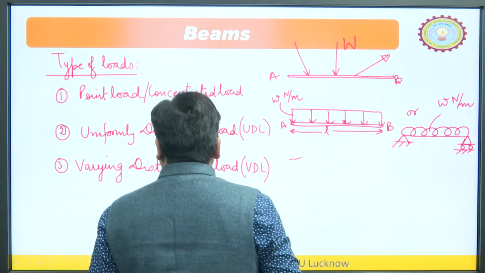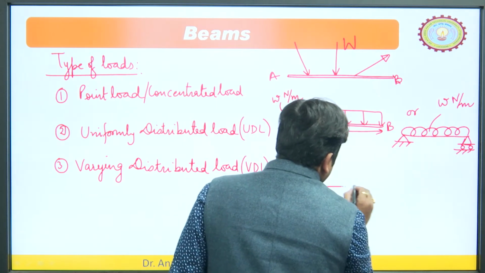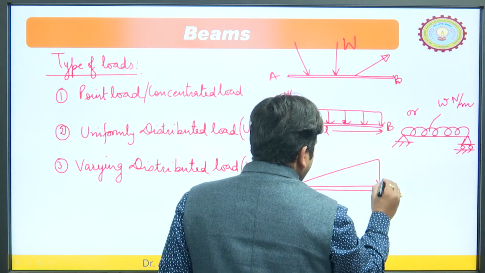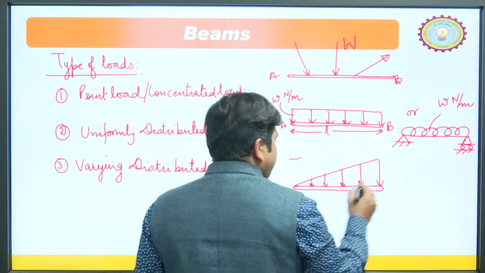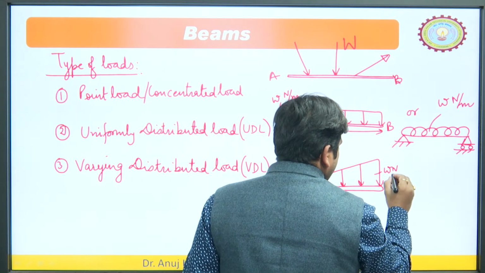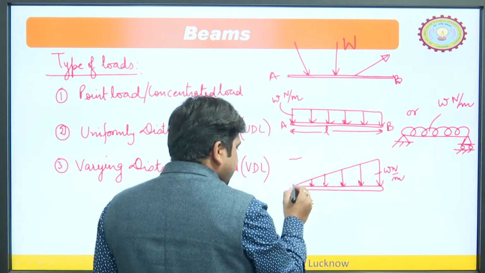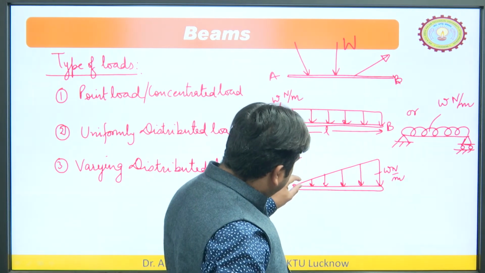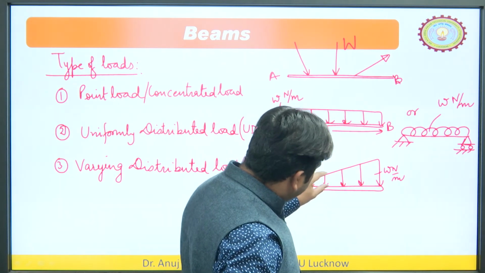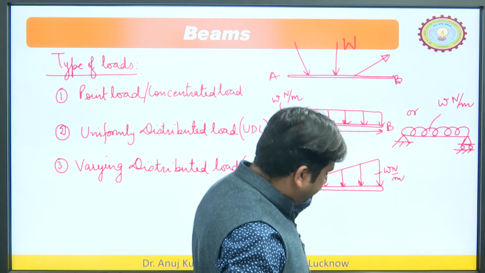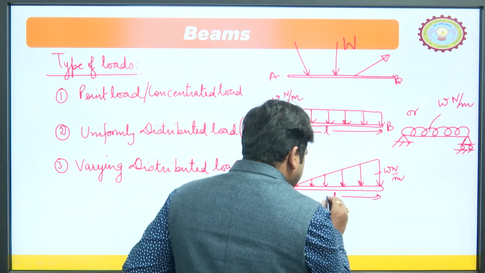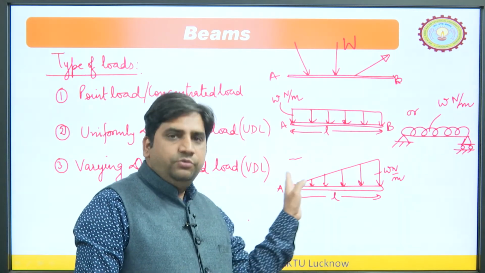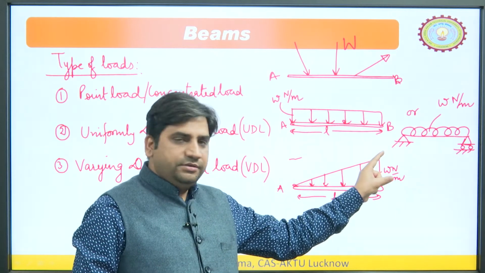Now, third is the varying distributed load. So, let us say we take an example of this beam and this is the varying intensity. Variation means let us say at this end it is w Newton per meter, at end A the intensity is 0. You can see clearly, the intensity of force is increasing while we are moving from left to right end. So, let us say the length of this beam is L and while moving from one end to the other end the intensity is varying, right.